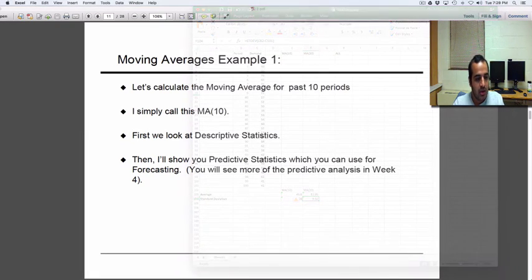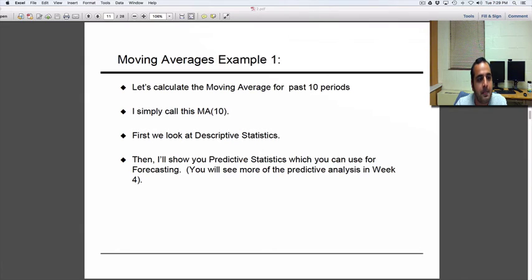The important thing is, the more data you have, the more ability you have to calculate these numbers and the more confidence you have in the forecasting process. We can use the numbers we calculated for prediction or for forecasting. We call this predictive statistics.